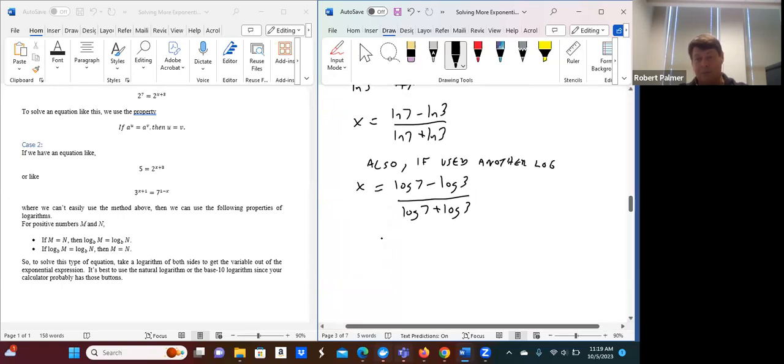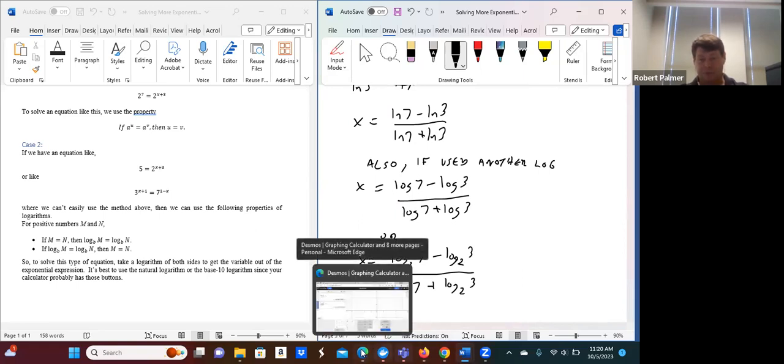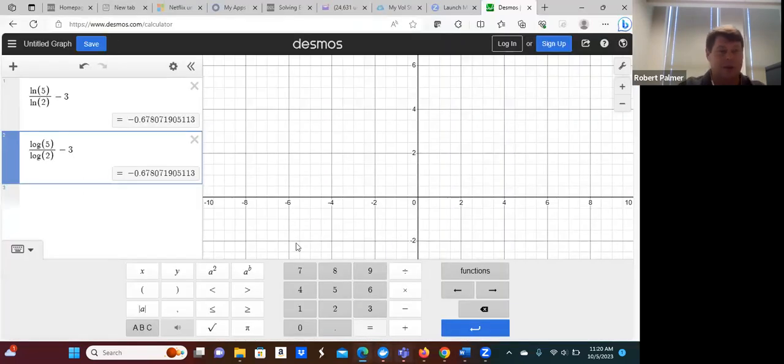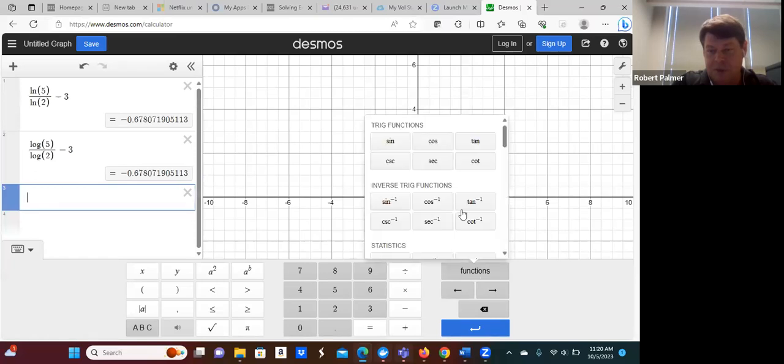Or if you use, say, base 2, you'd have log base 2 of 7 minus log base 2 of 3, and then just log base 2 of 7 plus log base 2 of 3, okay? Now, let's approximate this. So let's go back to Desmos. Okay, let's go down here. And so we're going to use those same functions.